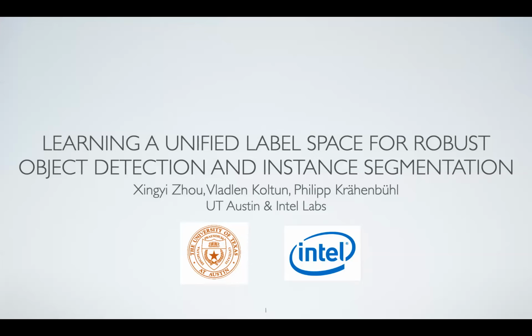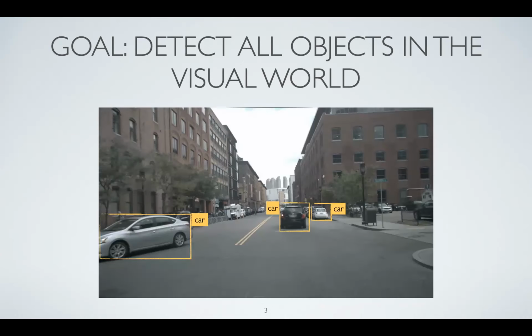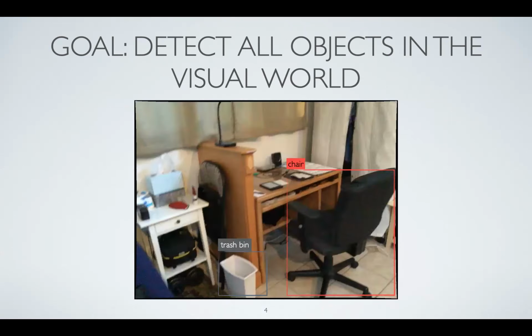Hi everyone, I'm Xingyi Zhou. I'm going to present our first place solutions for both the RVC object detection challenge and instance segmentation challenge. Our key idea is to learn a unified label space from data. Our goal of object detection is to develop a model that can detect all objects in the visual world. We hope a single model can detect animals when we travel to Alaska, detect cars when we are driving, and detect furniture when we are at home.